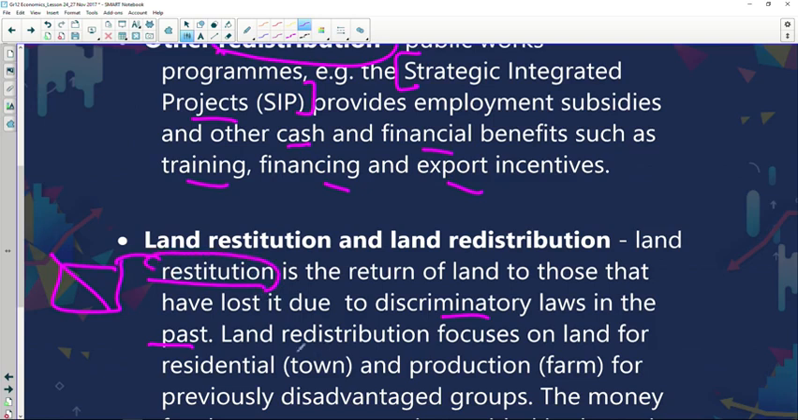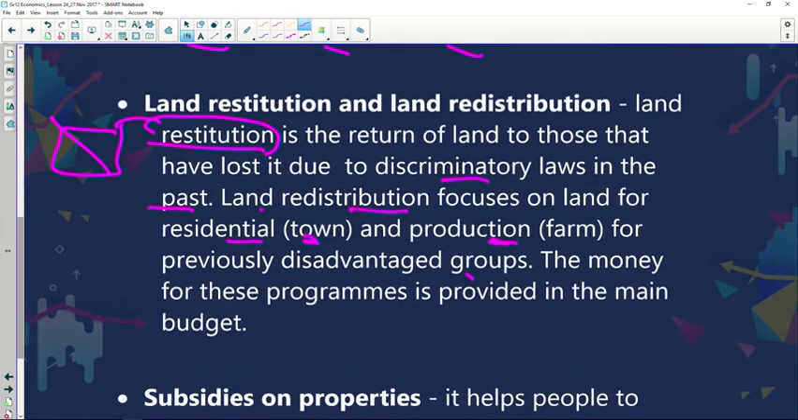Okay, and then land redistribution focuses on land for residential and production, where residential will be town and production will be a farm, for previously disadvantaged groups because they didn't have access or ownership to the land. So it's trying to even out the situation where land is fairly redistributed to the different residents of the country.